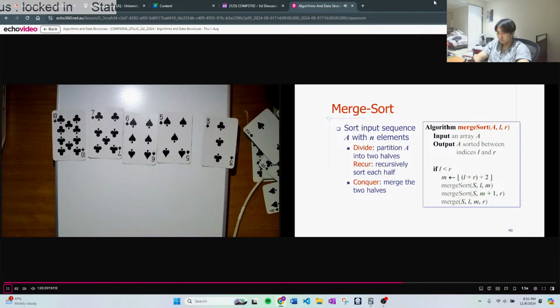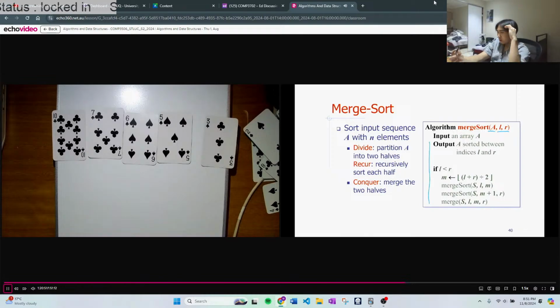Basically, you're going to take a sequence, an array. You're going to take a left and a right pointer. Again, it's recursive, so we need to know where to start and finish. And what we're going to do is return a sorted list. So we're going to divide the list into two halves, left and right. Then we're going to recursively sort each half, and then we're going to glue them back together, okay?